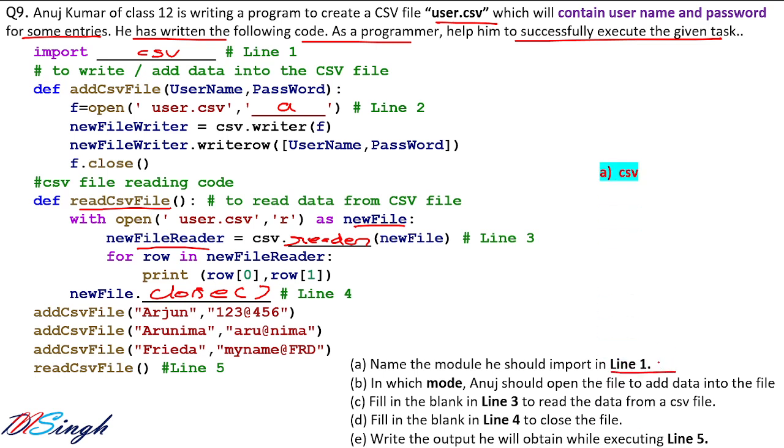Line number 1, what it will have, CSV. For the next line, mode, W mode. Okay, fine. Append and W both are okay. And next, fill in the blank. Line number 3 is reader, and line number 4 is close. Okay. And line number 5, read CSV file. So what output will we get? You will get all these three records as output. So this is the output. Display all the records. These are the three records that are going to be displayed.